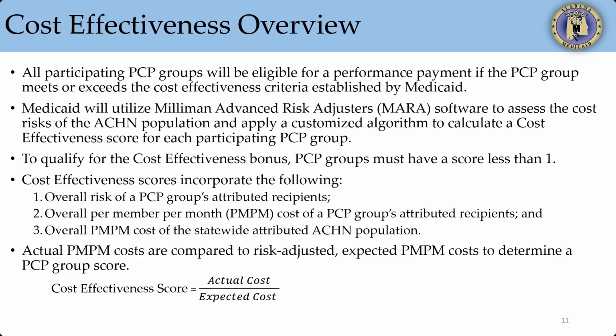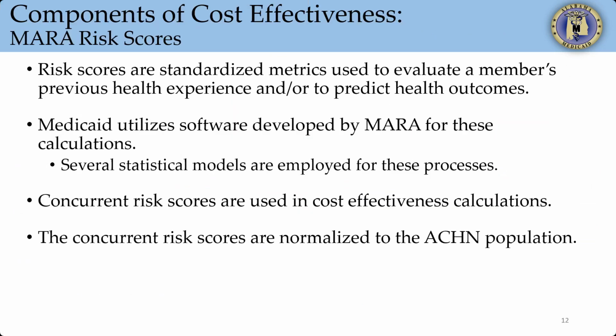Cost effectiveness scores are made up of 1, the overall risk of a PCP group's attributed recipients, 2, the overall per member per month, or PMPM, cost of the PCP group's attributed recipients, and then the overall PMPM cost of the statewide attributed ACHN population. So the actual PMPM costs are compared to a risk-adjusted expected PMPM cost to determine the PCP group score. So let's now break down some of the components of the group's cost effectiveness scores. So starting with the MARA risk scores.